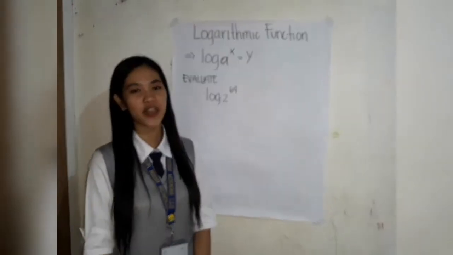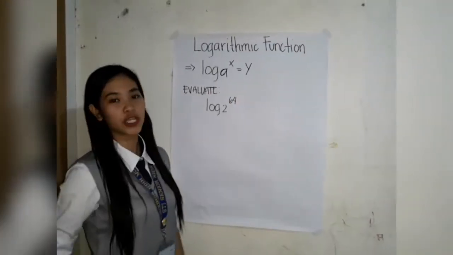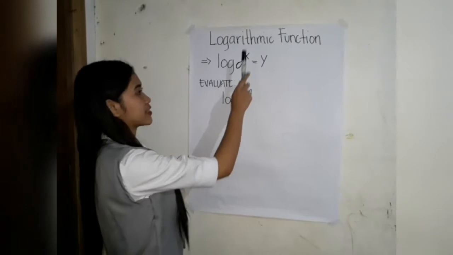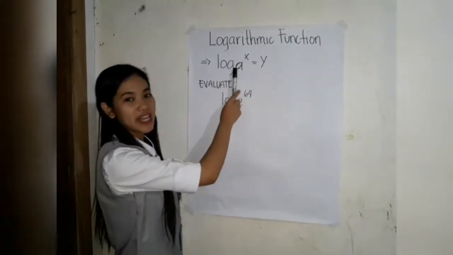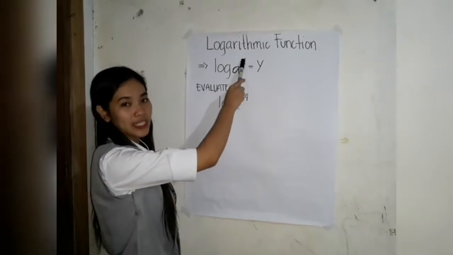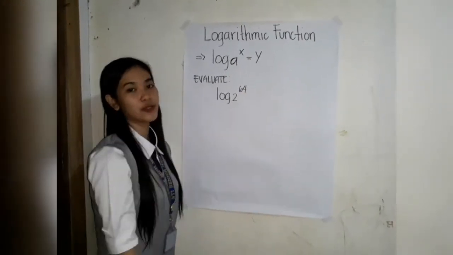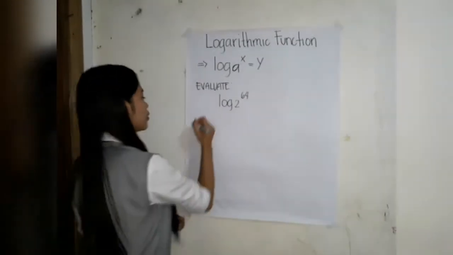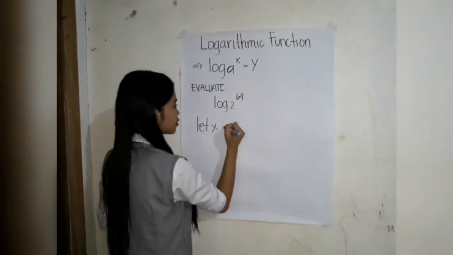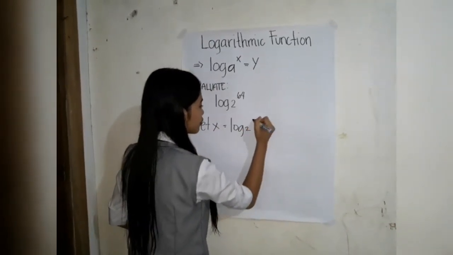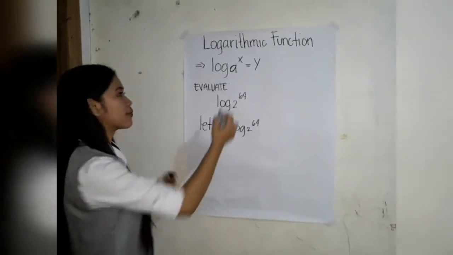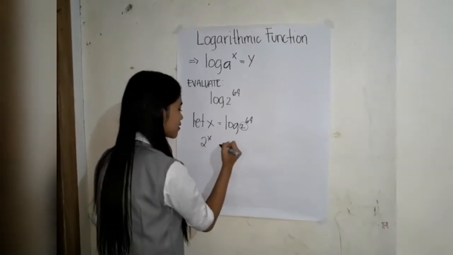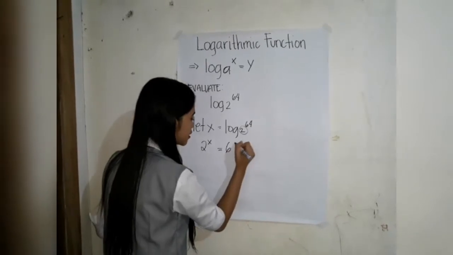So, we have here another example of logarithmic function, which is this. First, we have here log base a of y is equal to x, where a is our base, x is the exponent, and y is the result. So, we have here an example: evaluate log base 2 of 64. Let x be equal to log base 2 of 64. So, our base a is 2. So, 2 raised to x is equal to our result, 64.